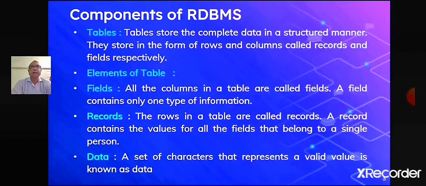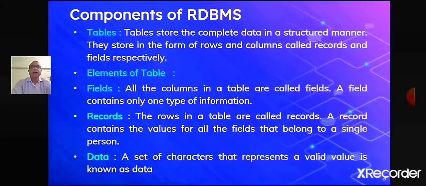The second element is records. The rows in a table are called records. A record contains the values for all the fields that belong to a single person. For example, when you enter data for all the fields for a student, it creates a new row in a table which is called a record.